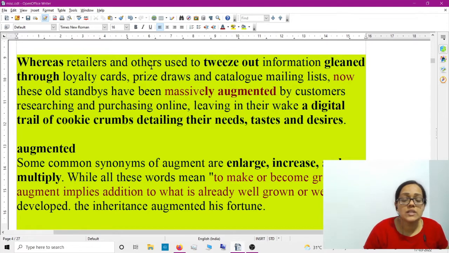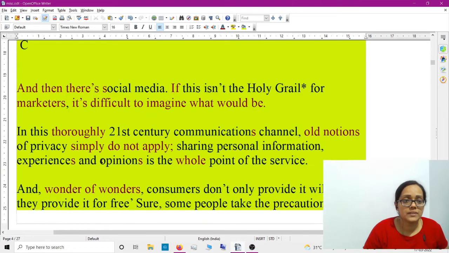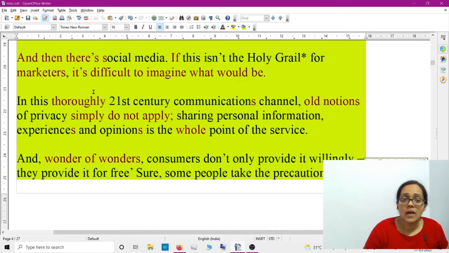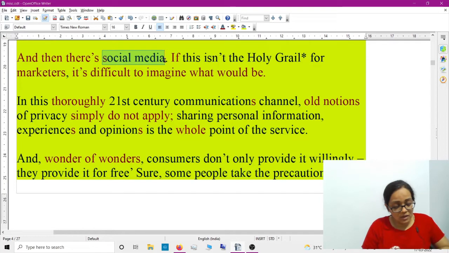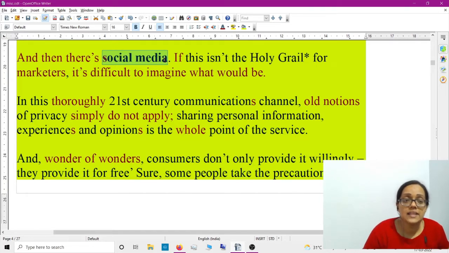So whereas retailers and others used to tease out information gleaned through dash dash dash, massively augmented by dash. So that is the use of massively augmented. And now and then there is social media. There is social media. So always pay attention to how we are using the synonyms needed, right? And then there is social media.